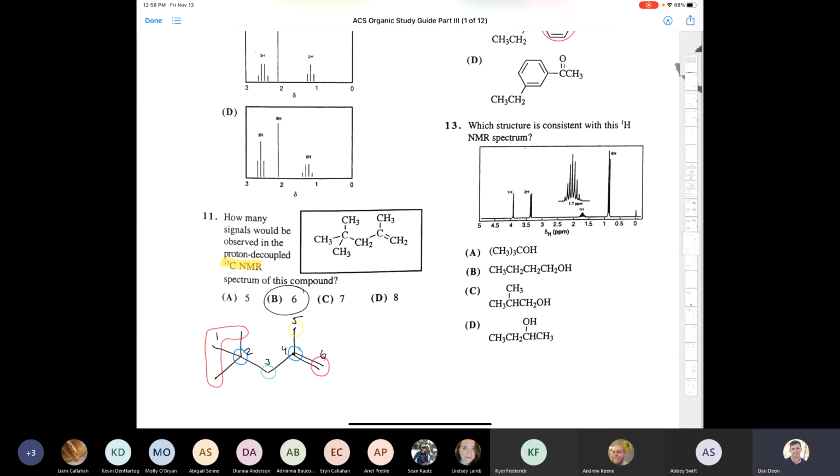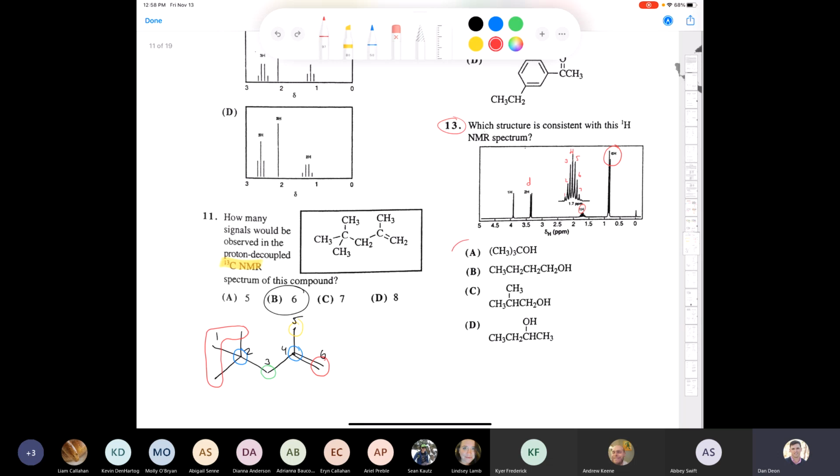All right, let's give number 13 a try. Which structure is consistent with this proton NMR spectrum? You can see I have a doublet that integrates for 6 protons. Then I have a multiplet that looks like 1, 2, 3, 4, 5, 6, 7 peaks. That integrates for 1 proton. I have a doublet that integrates for 2 protons, and then I have a singlet that integrates for 1 proton.